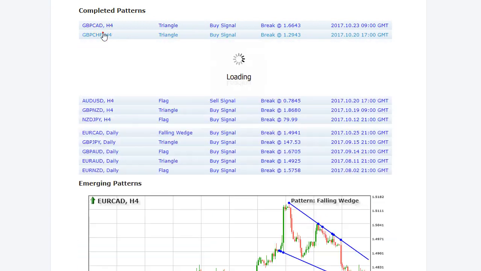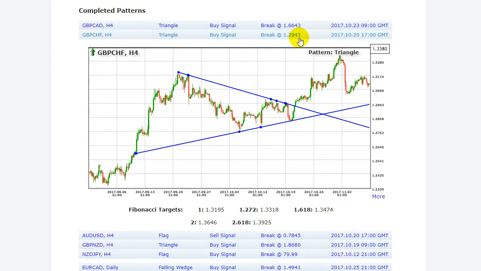That's the Aussie US. Pound Swiss was a sell signal. Sorry, a buy signal on the 20th, right here. Again, this one rockets up to basically 33.37. So we just passed this target here. We don't get this target here. Still, it's not a bad trade.